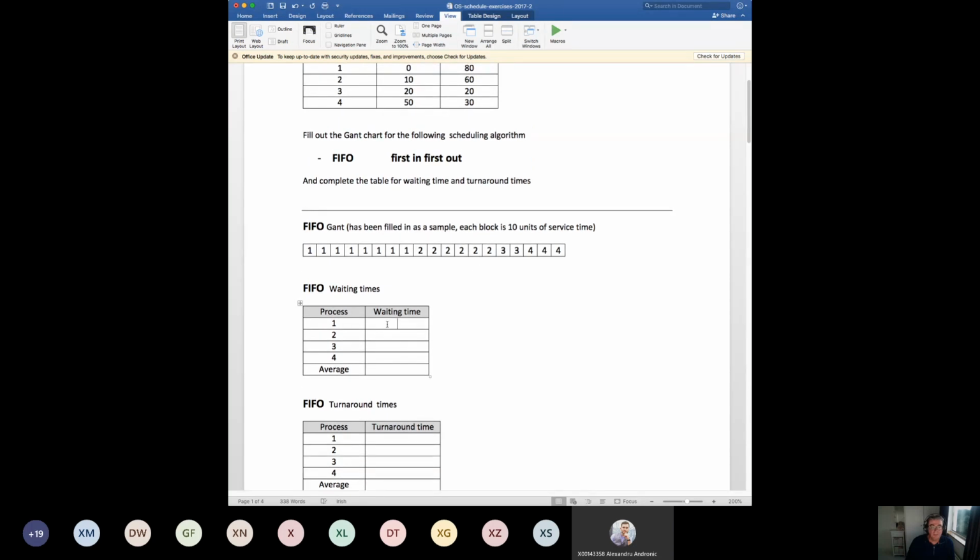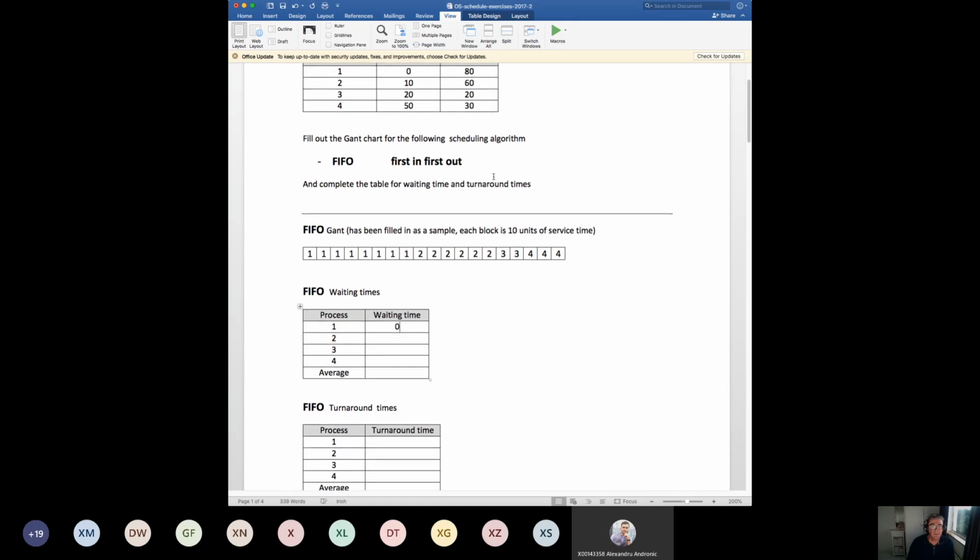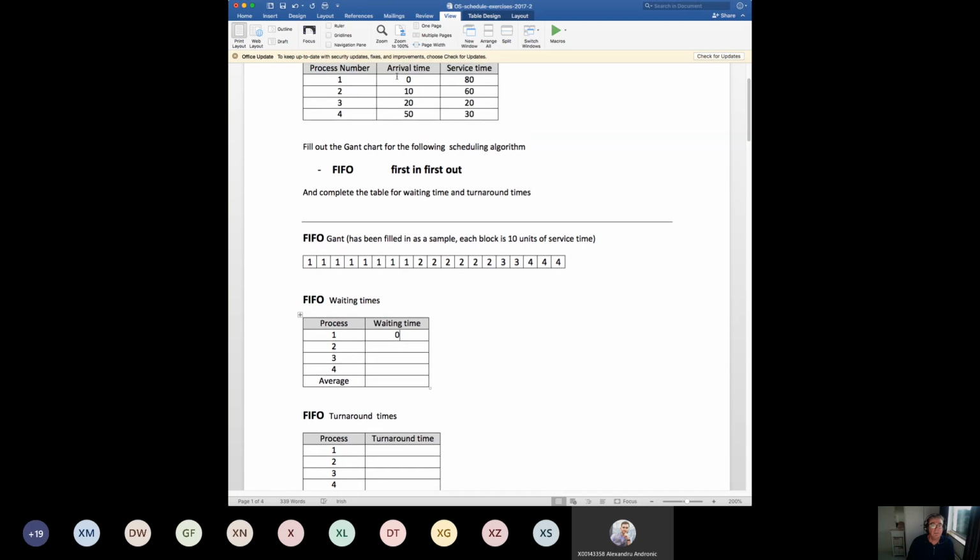So the waiting time for number 1, what's that? 0. I agree. Yeah, because it came in at 0. Let's just get that on the page. It came in at 0 and it got on immediately, so it's 0. The waiting time for 2.